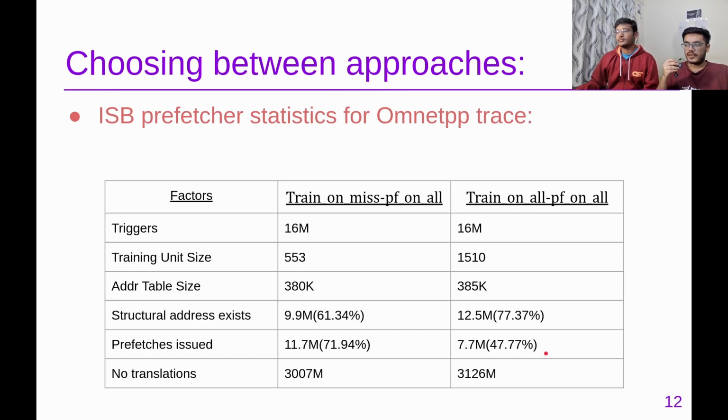So why is this happening? What we think, and also later confirmed, is that it is actually getting more matches in the structural address, but after we get a match, the stream further on is not contiguous, there are holes in the stream. So that's why it is not able to prefetch that many addresses.